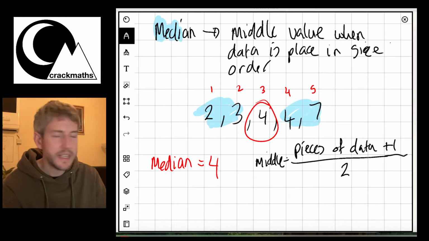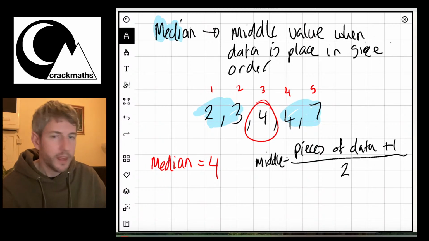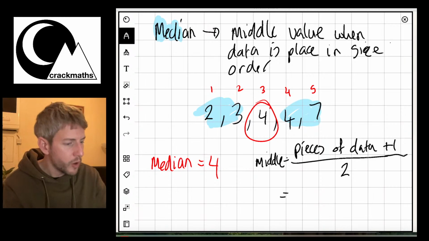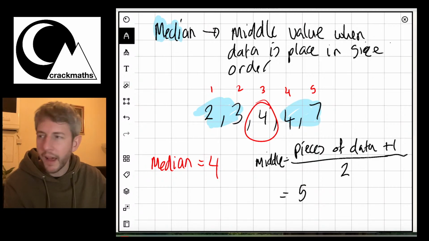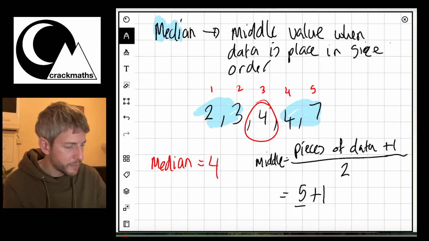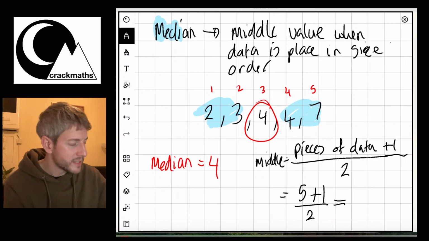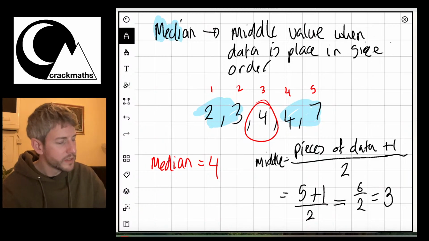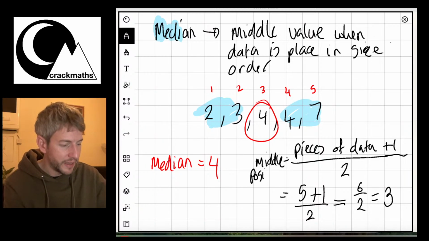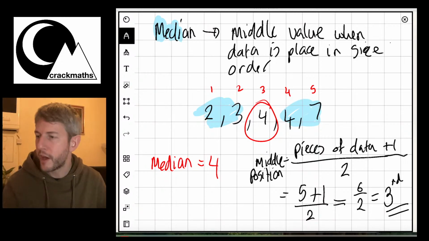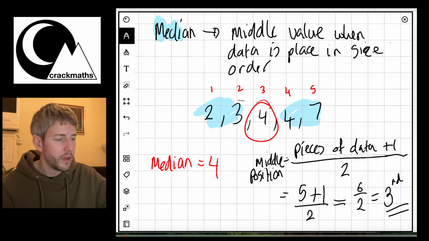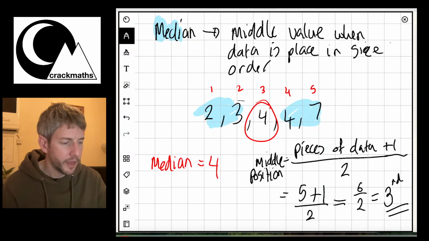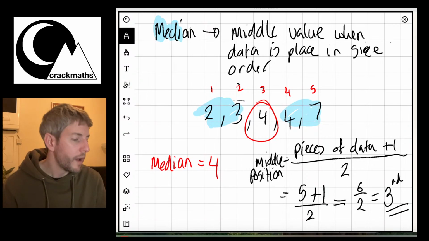So the middle equals the pieces of data, add 1, divided by 2. And so this works like this. If I've got 5 pieces of data, I can do 5, then I add 1 to that, and then I divide it by 2. Now this equals 6 divided by 2, which equals 3. So that tells us that the middle position is the 3rd piece of data, the 3rd position. We can see that here, 1, 2, 3.